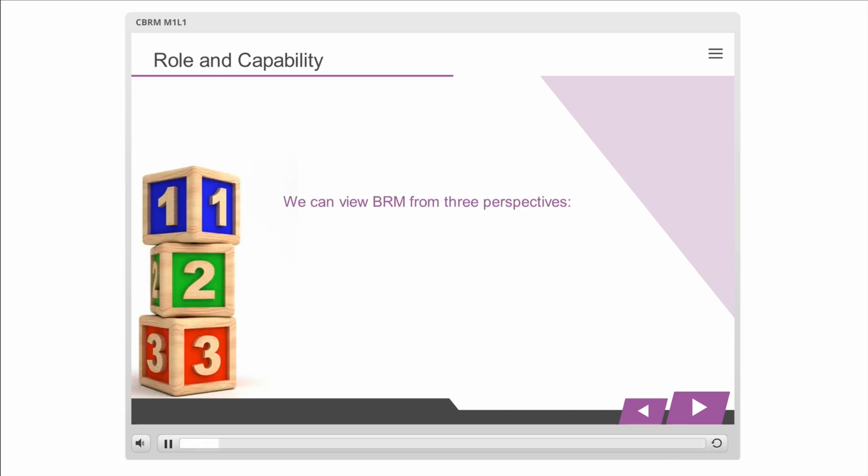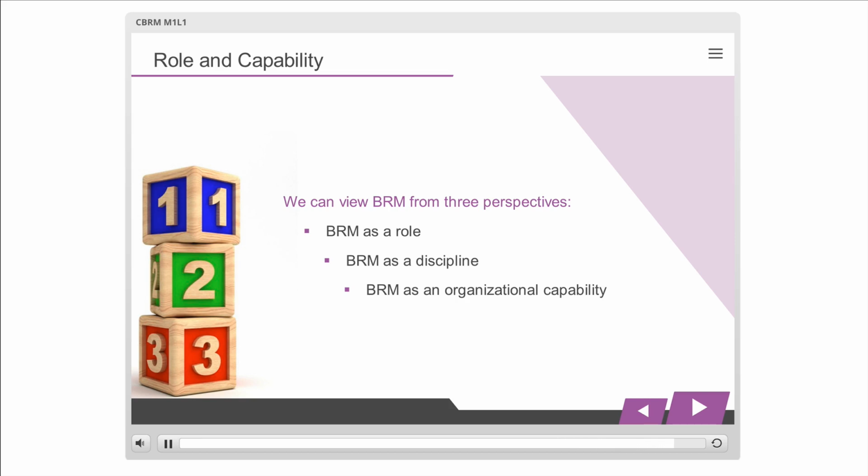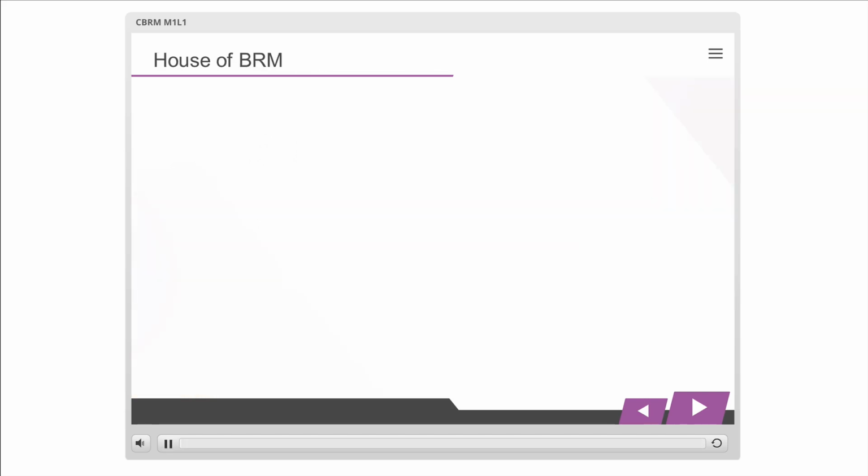We can view BRM from 3 perspectives: as a role, as a discipline, and as an organizational capability. BRM as a role refers to a set of duties, responsibilities, and authorities that will be assigned to a person or team. BRM as a discipline describes the skills, capabilities, and knowledge that are used to do business relationship management. BRM as an organizational capability refers to the ability of a provider to be effective in shaping and channeling demand to the highest value opportunities.